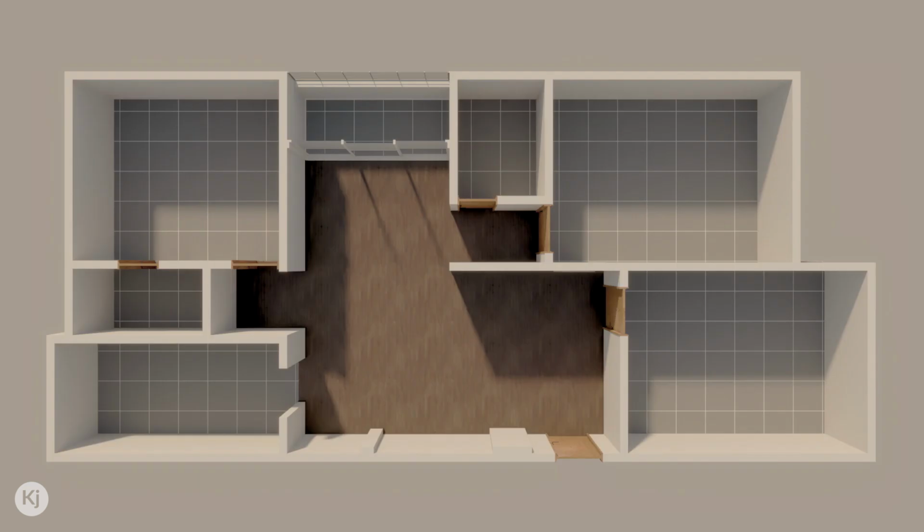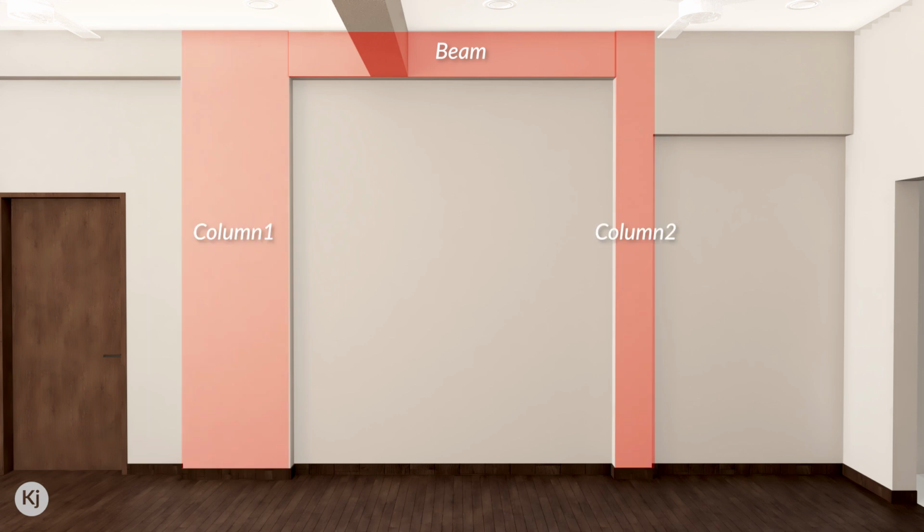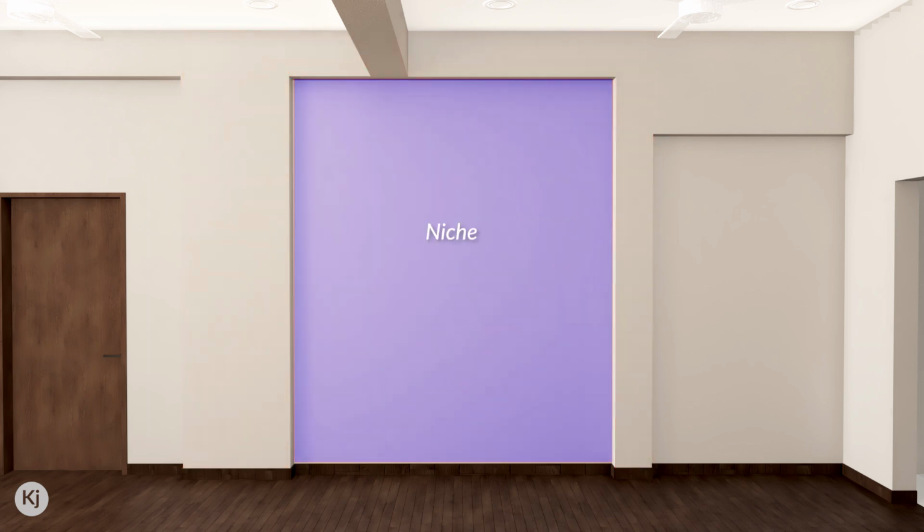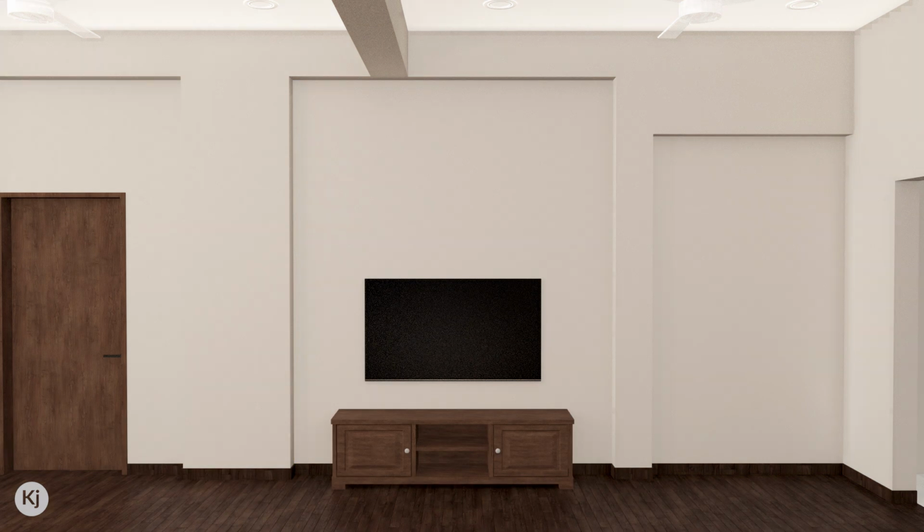So this is how I figured out the plan. You see, there are these 2 columns here. There is a beam joining the 2 columns which kind of creates a niche. I thought that this niche would be a perfect place for the TV and its unit.